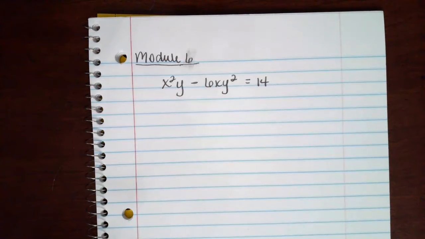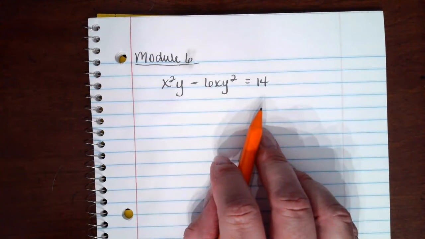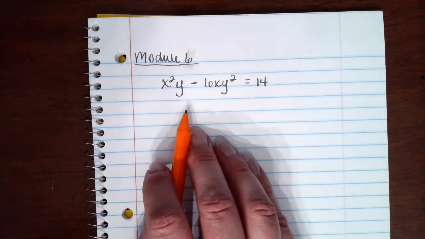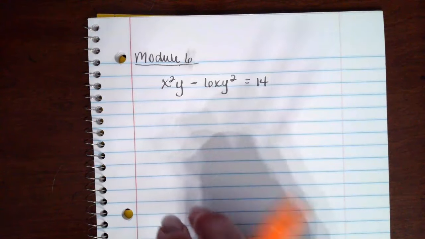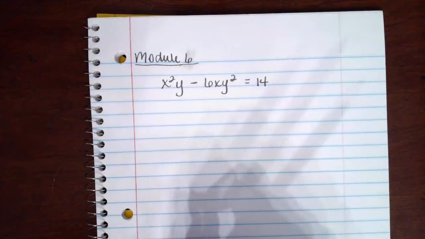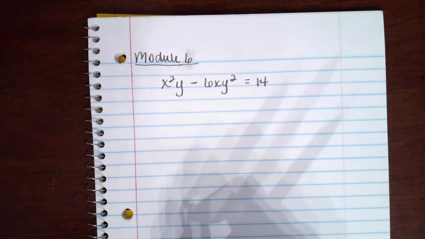So there's two things that we're going to look at for Module 6 review. One of them is implicit differentiation, and the other one is related rates. So for implicit differentiation, what is our goal? Our goal is to take a derivative, and then we're going to separate our dy's and our dx's, and then we're going to solve for dy/dx.